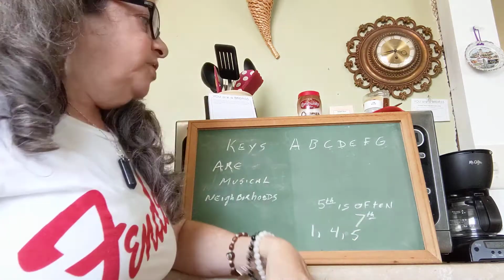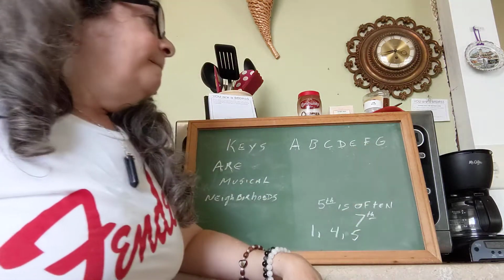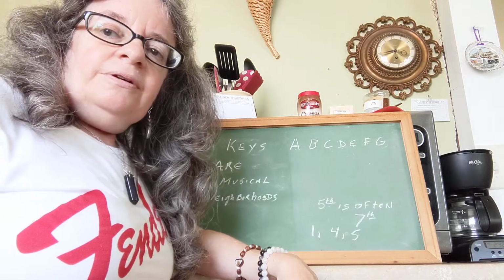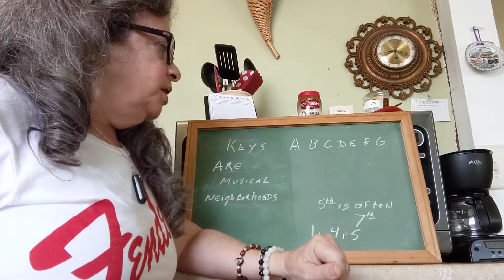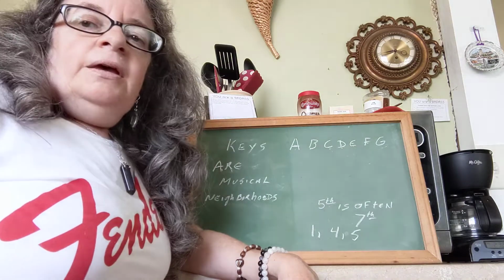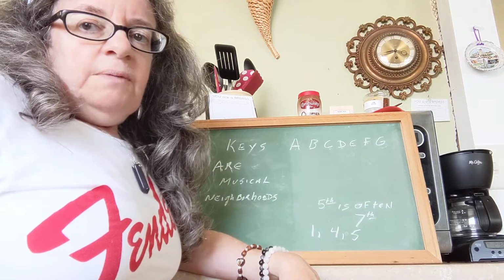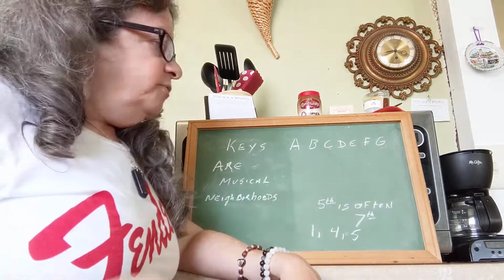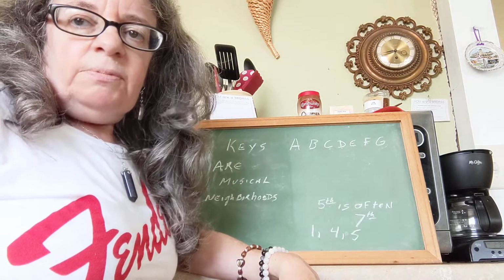So for example, in the key of G, if you're playing a G scale on guitar or ukulele or whatever it is you're playing, all the F notes are going to be sharped. That's what makes the key of G. Any F you play is going to be F sharp.